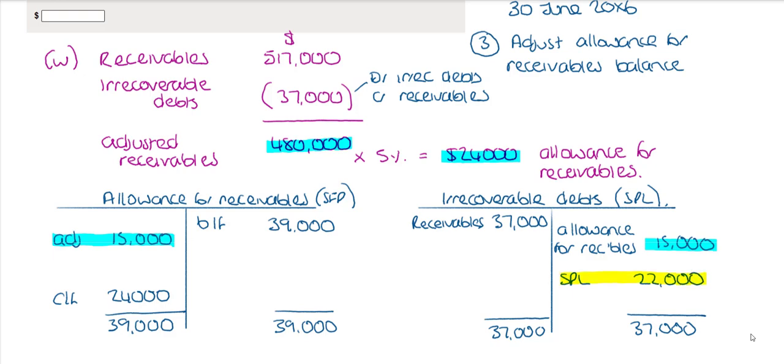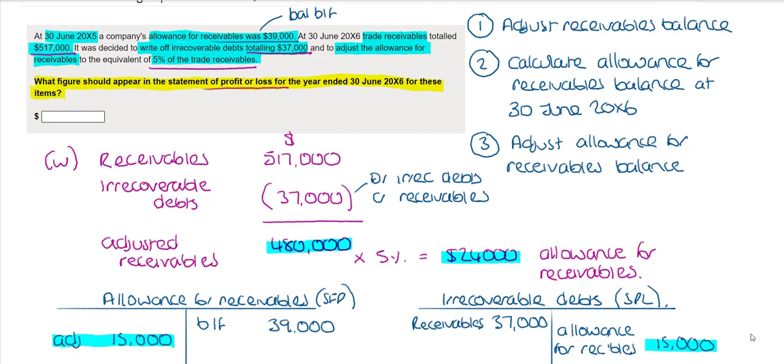And so finally, reviewing the question, what figure should appear in the statement of profit and loss for the year ended 30th of June 20x6? It should be $22,000.